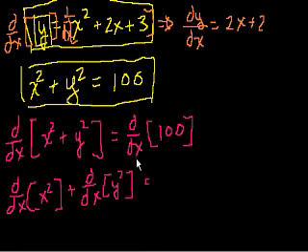For every change in x, how much does this change? Well, it doesn't change at all. It's going to stay 100, right? So this is 0. The derivative of a constant, with respect to any changing variable, is going to be 0. So that was just 0.